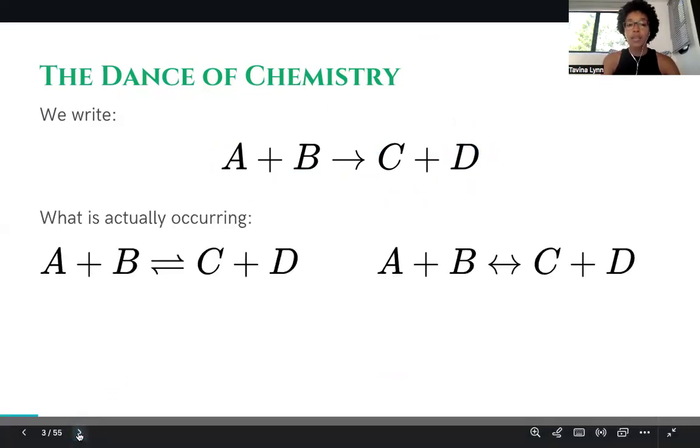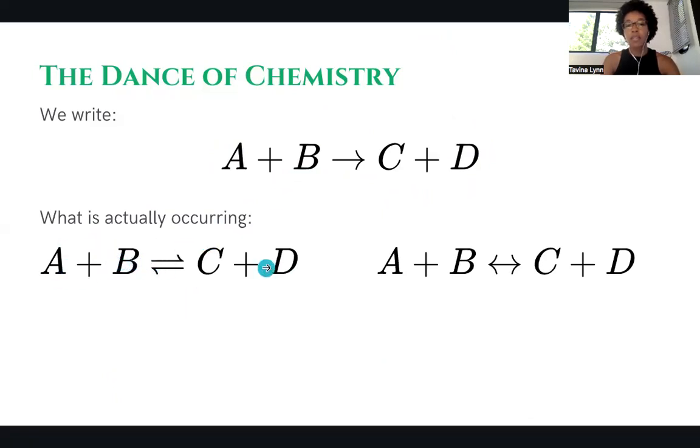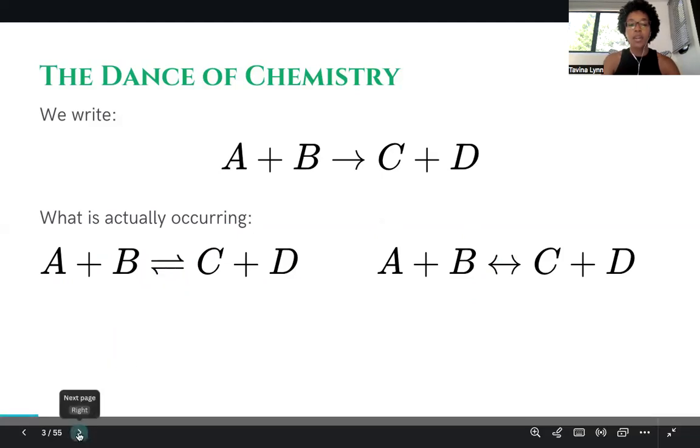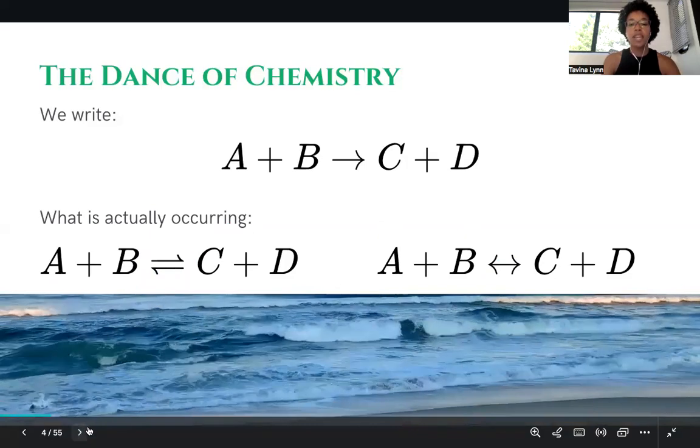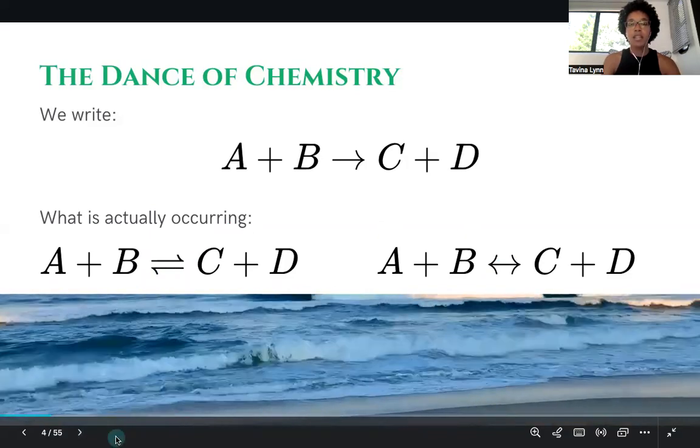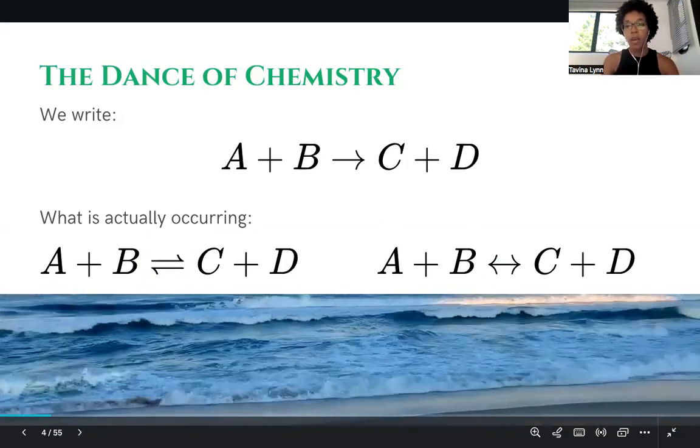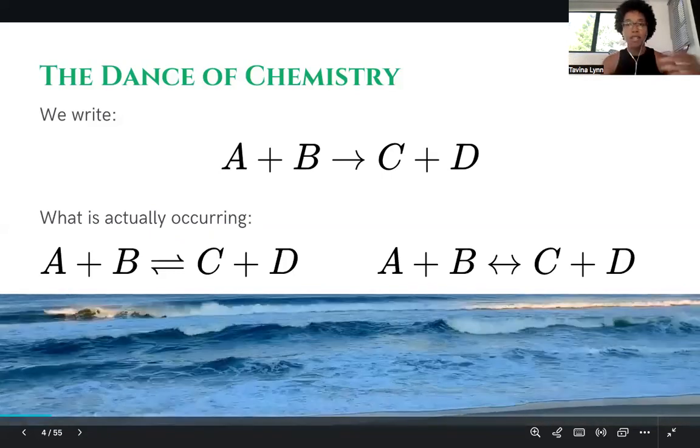In actuality, we're going from reactants to products, but we're also going back from products to reactants, and we're sort of going back and forth. There's this sway that's happening. So these are the two ways that you'll see the arrows written, most commonly this way. So it's really this sort of dance that the reactants and products are doing, where we're going from reactants to products and then back to reactants.